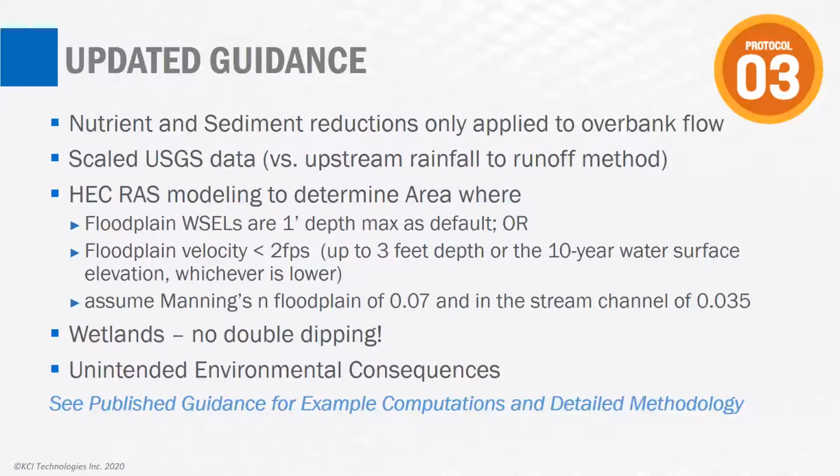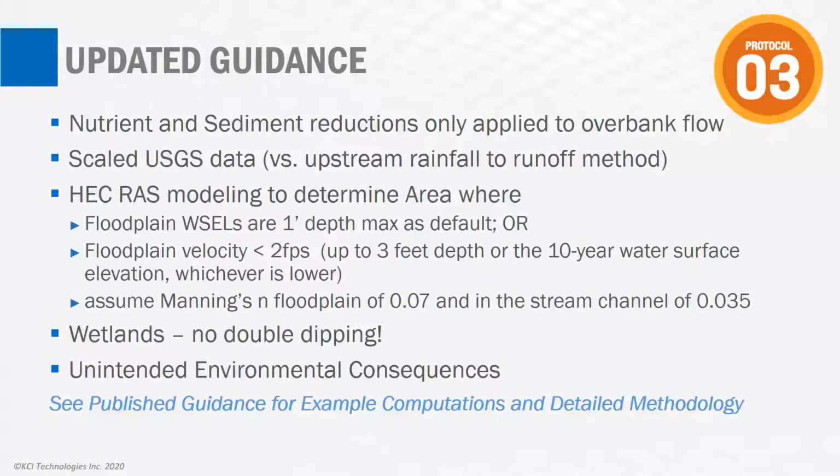So we're not going to get into the details for Protocol 3, but we have identified some of the major updates in the recent guidance that came out in late October. Again, Protocol 3 is looking at nutrient and sediment reductions during overbank flow. Now the guidance is using a downstream method with scaled USGS data to estimate annual volume of stream runoff diverted into the floodplain and eliminates the upstream watershed to floodplain surface area ratio requirement.